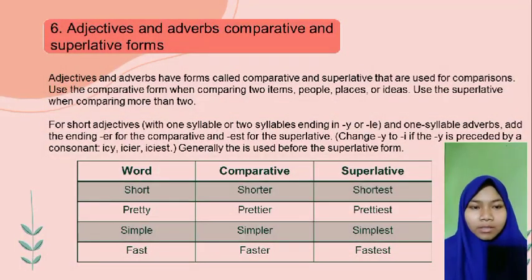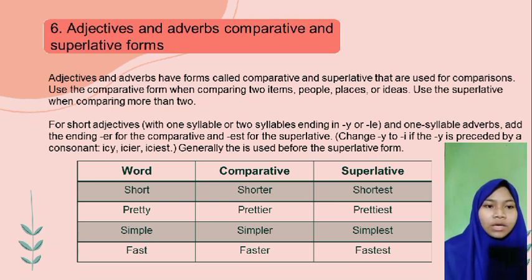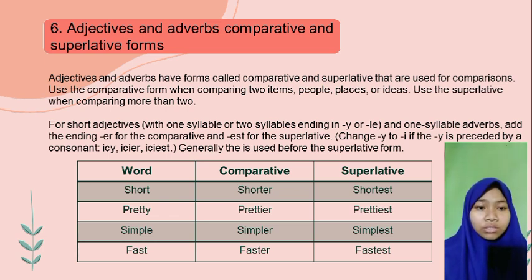I will explain about adjectives and adverbs, comparative and superlative forms. Adjectives and adverbs have forms called comparative and superlative that are used for comparisons. Use the comparative form when comparing two items, people, places, or ideas. Use the superlative when comparing more than two.